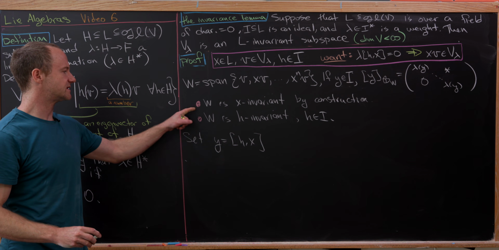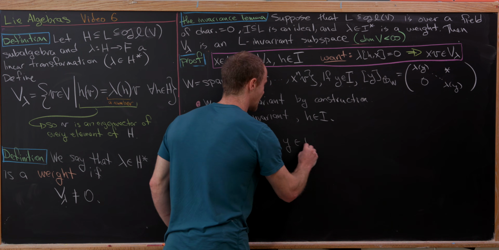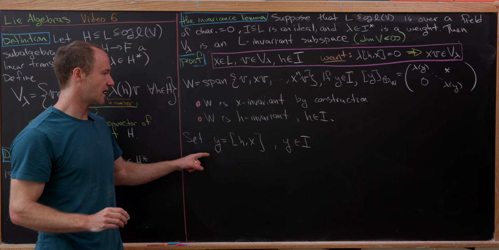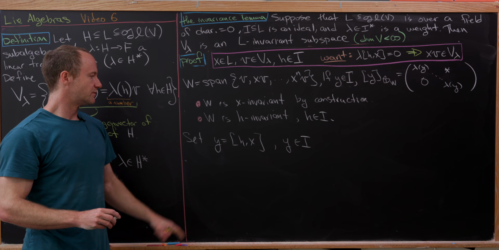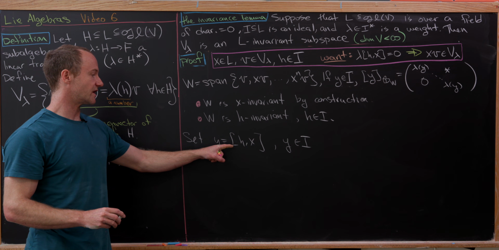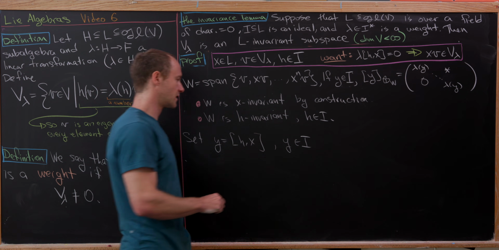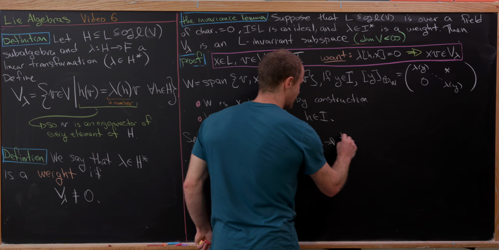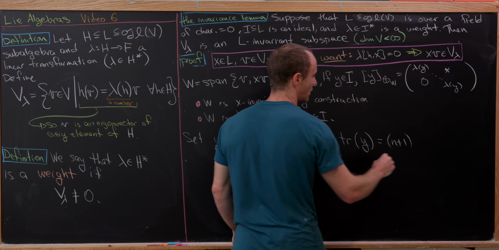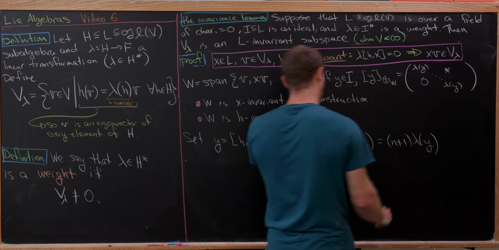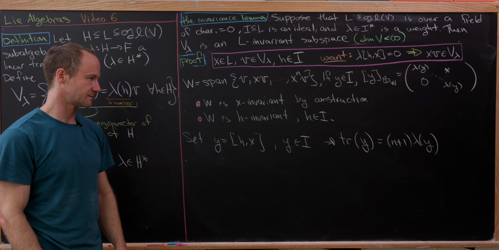And notice that W is going to be Y invariant here. And that's because Y is inside of the ideal, because, well, H is inside of the ideal and we have an ideal. But that means if we take the matrix representation of Y, it'll have that form over there. So that means that the trace of Y will be equal to n plus 1 times lambda Y, because that's an n plus 1 by n plus 1 matrix.